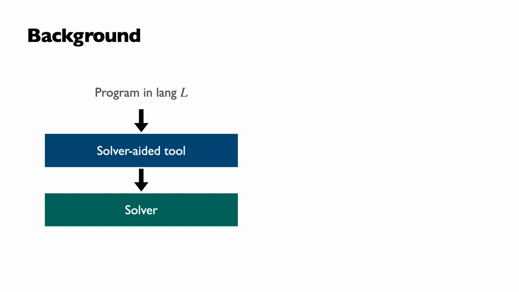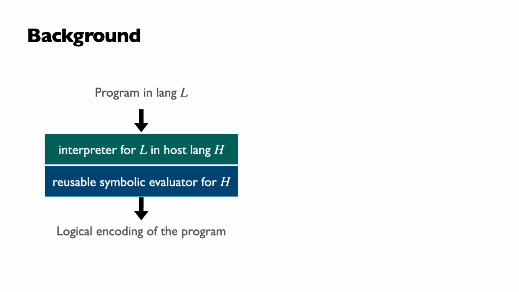Software-aided tools such as verifiers or synthesizers work by reducing the problem into logical constraint solving. What's common in all of these tools is symbolic evaluation, which is a compilation process that transforms a program into its logical encoding. And the most important part is the symbolic evaluator for the host language H.